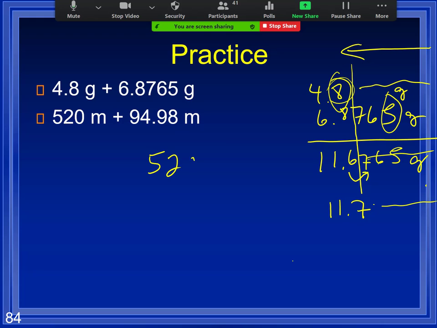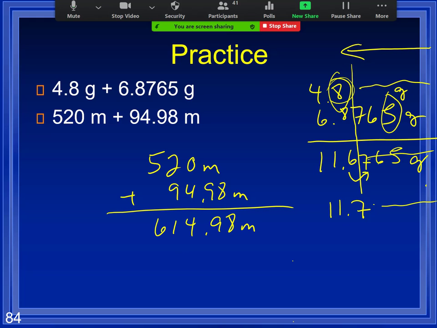520 meters plus 94.98 meters. The calculator is going to give you 614.98 meters. Well, the calculator is not going to do meters. You have to do that. But meters plus meters is meters.